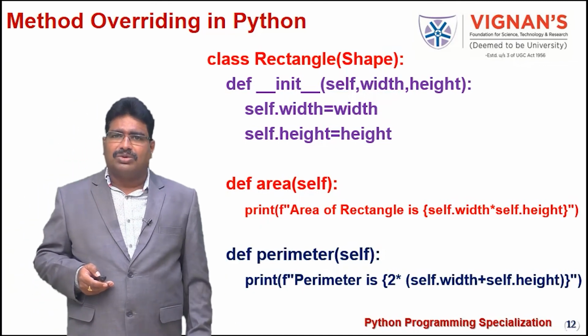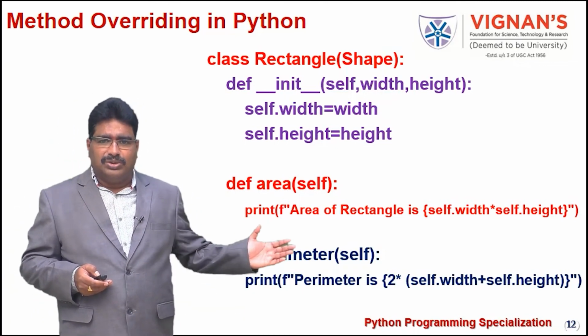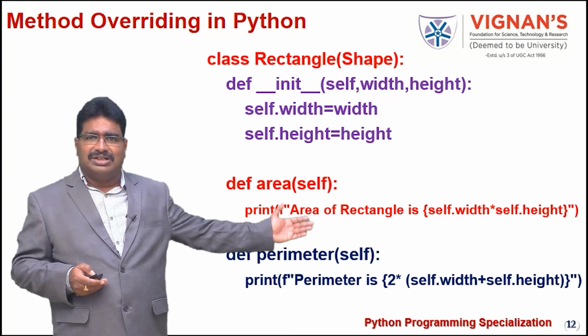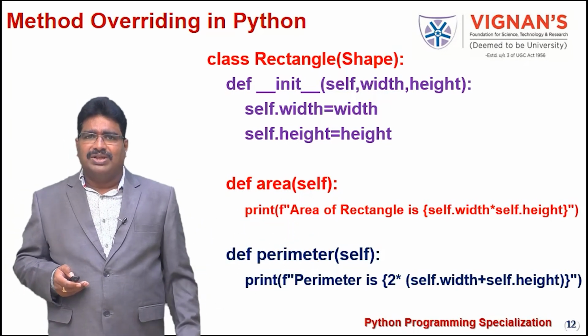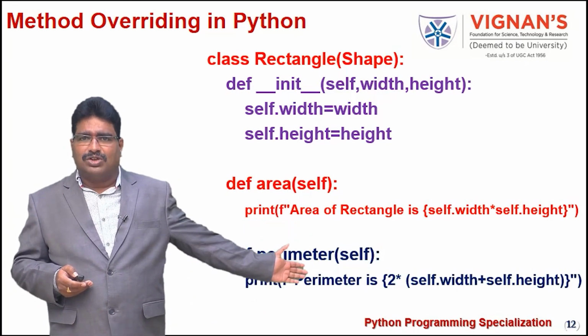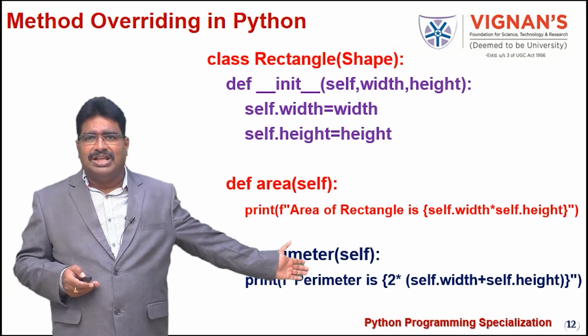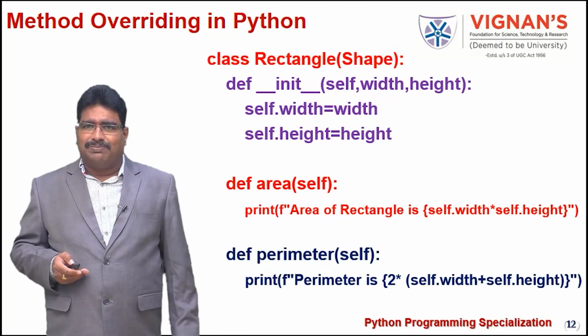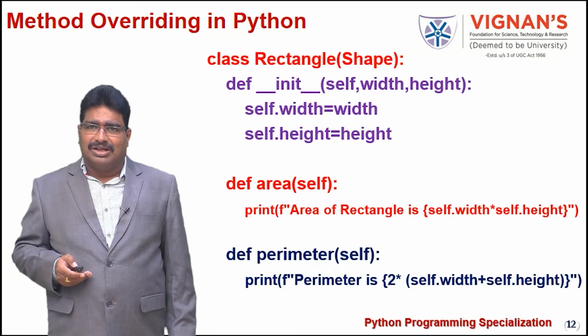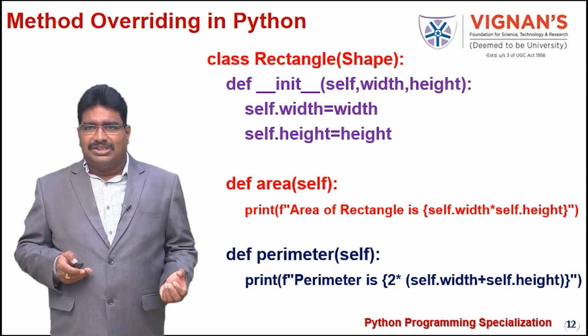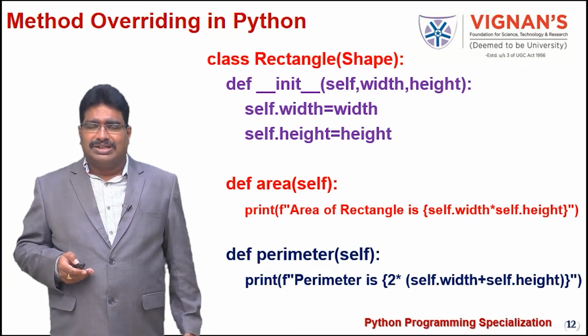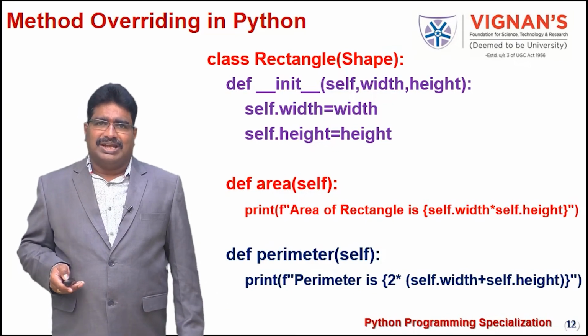Similarly, we define the perimeter. We already know that the formula to calculate the perimeter is 2 times (width plus height). For that reason, we define the perimeter method of self, which prints the formatted output: the perimeter of the rectangle is 2 times (width plus height). So it calculates that particular object's width plus height, multiplied by 2, and that is represented as the perimeter of the rectangle.